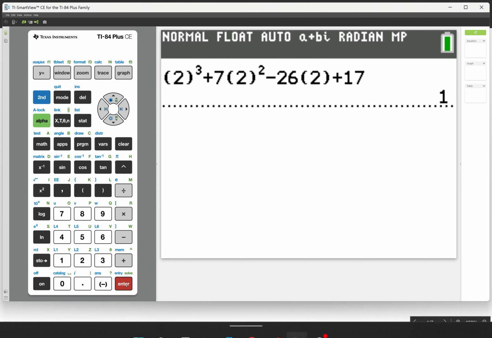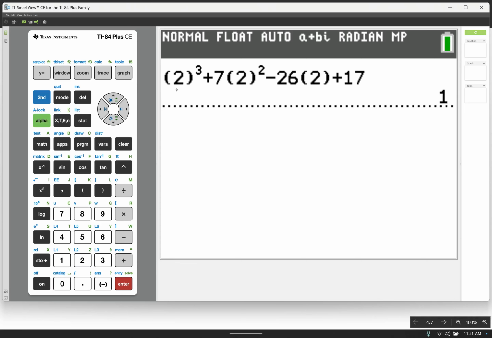So I have done this. All right, I went and plugged in 2 for everything. Substitution, I substituted 2 in, and I got 1 as an outcome.